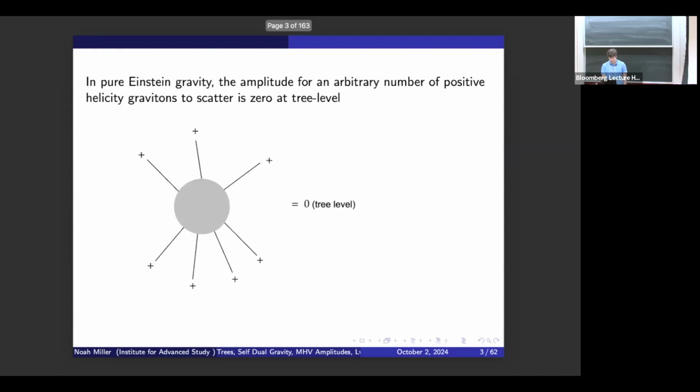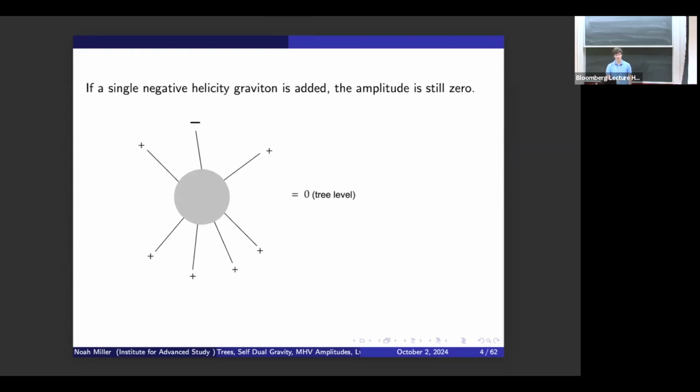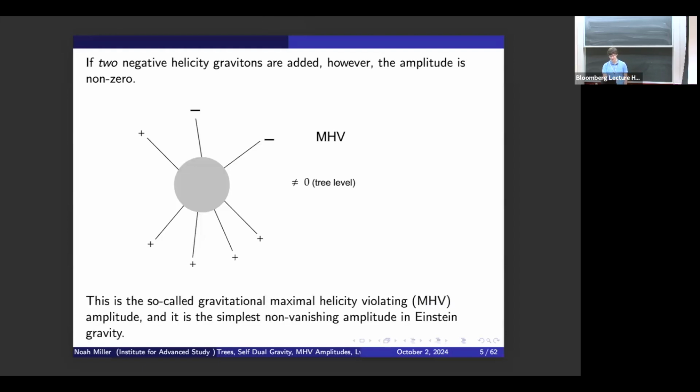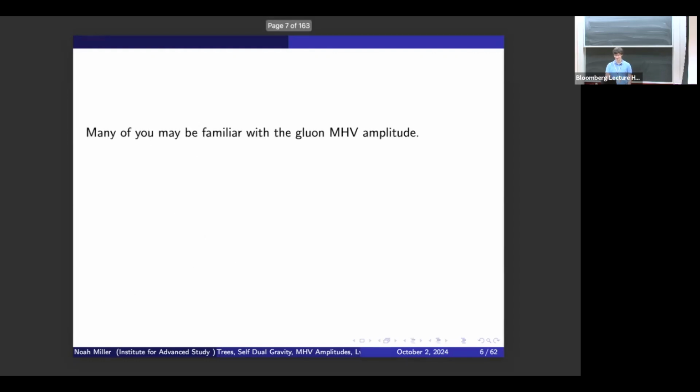Okay, so as a bit of review, pure Einstein gravity at tree level, the amplitude for an arbitrary number of positive helicity gravitons to scatter is 0, all plus. If you add a single negative helicity graviton and a bunch of other positive helicity gravitons, the amplitude is still 0 at tree level. But if you add two negative helicity gravitons and the rest positive, the amplitude isn't 0 at tree level. And this is the so-called maximal helicity violating amplitude, or MHV amplitude, and it's called the simplest non-vanishing amplitude in Einstein gravity.